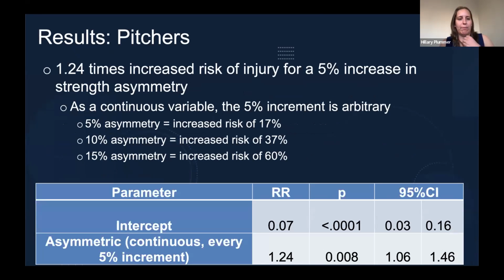Breaking it down by pitchers and position players, starting with our pitchers, what we found was that there was a 1.24 times increased risk of upper extremity overuse injury for a 5% increase in strength asymmetry. As a continuous variable, the 5% increment is arbitrary. So if we have 5% asymmetry, the increased risk is 17%; at 10% asymmetry, the risk increased by 37%. And for 15% asymmetry, the increased risk was 60%.